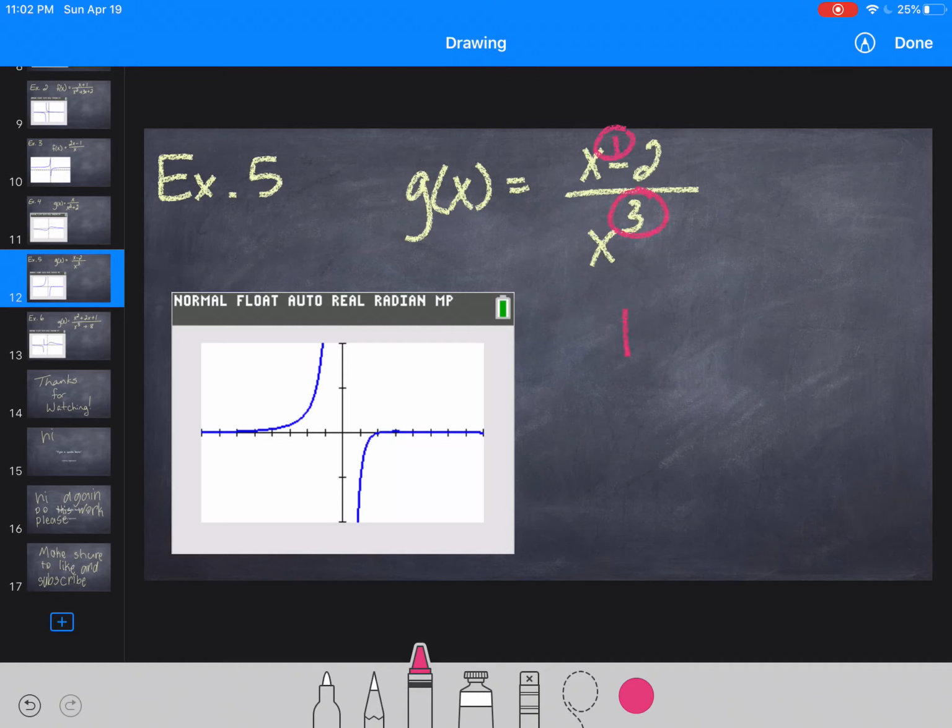For example 5, I have a degree of 1 in my numerator and I have a degree of 3 in my denominator. So the degree of my numerator is less than the degree of my denominator because 1 is less than 3. Whenever the degree of the numerator is less than the degree of the denominator, our horizontal asymptote is at y equals 0. If I were to draw a horizontal line through 0, I can see that my graph is going to get really, really close to it, but it's never going to cross it.